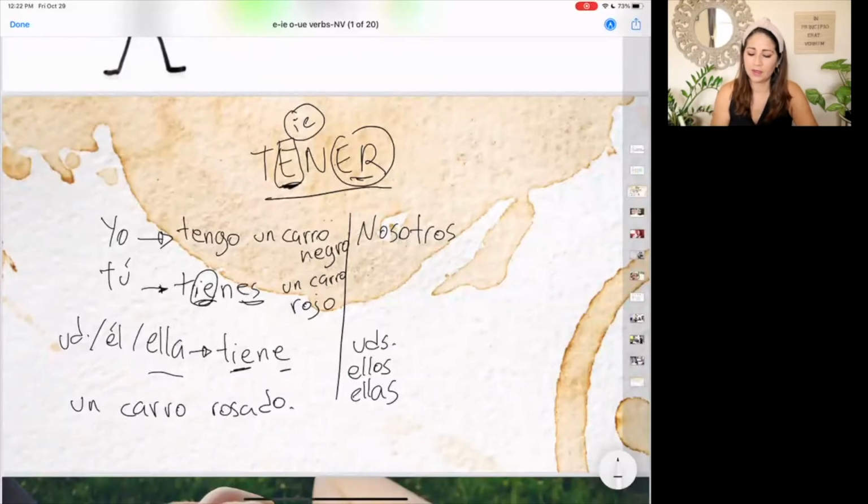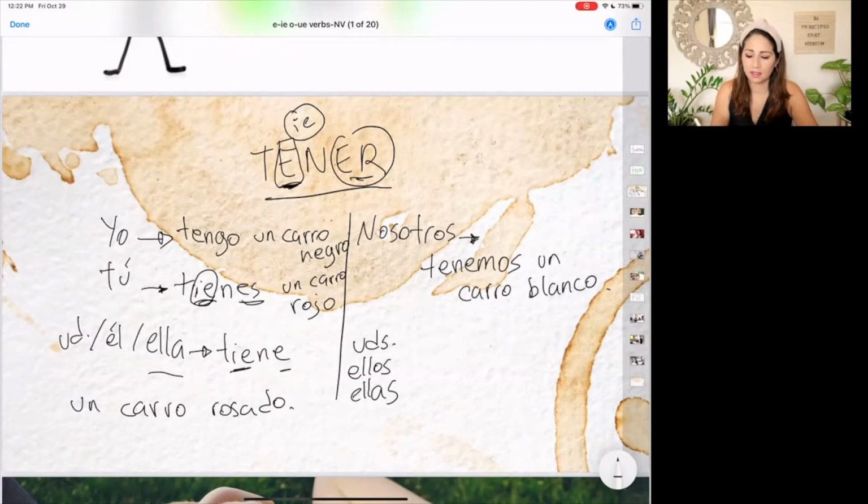Okay, now if it's about nosotros, this is the exception to the rule where the E does not switch to IE in the stem. It just remains the same. And this is a rule that applies to all stem changing verbs. When we're talking about the nosotros form, the stem does not have the stem change. So it's not nosotros tienemos, it's just nosotros tenemos. Okay, so let's say my husband and I, we have a white car. Nosotros tenemos un carro blanco.